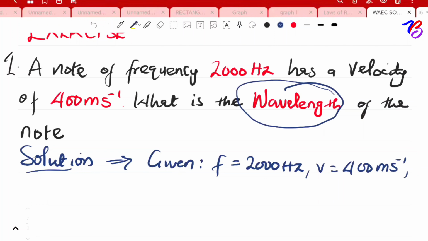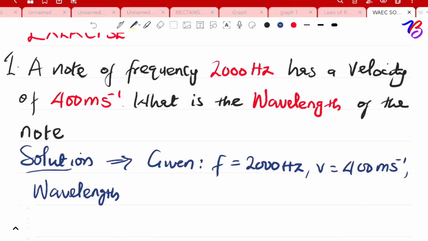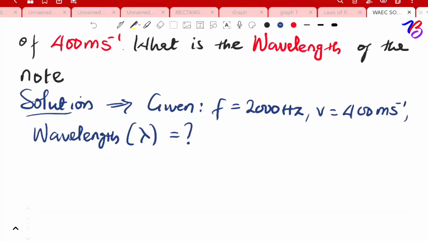Then, the wavelength. What is the wavelength? The third component. The wavelength is represented by lambda. This is a symbol, so it's unknown. Now we want to begin to solve this properly.